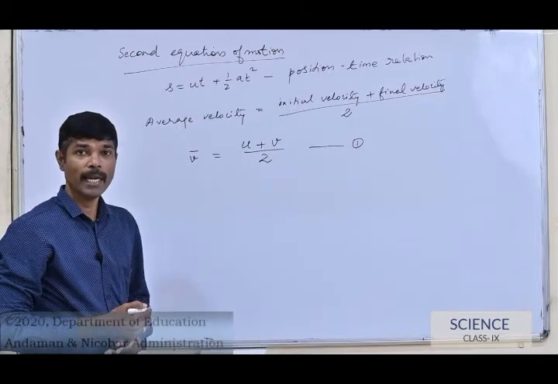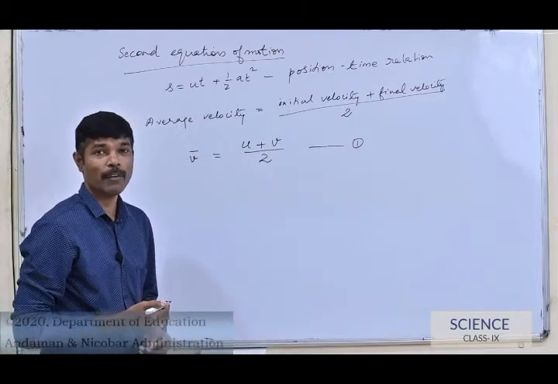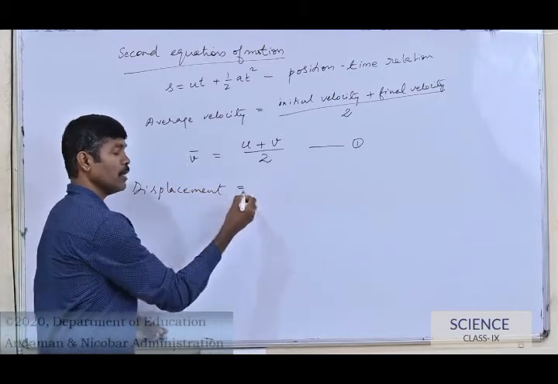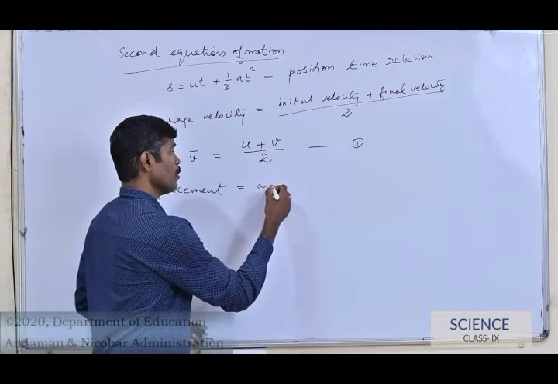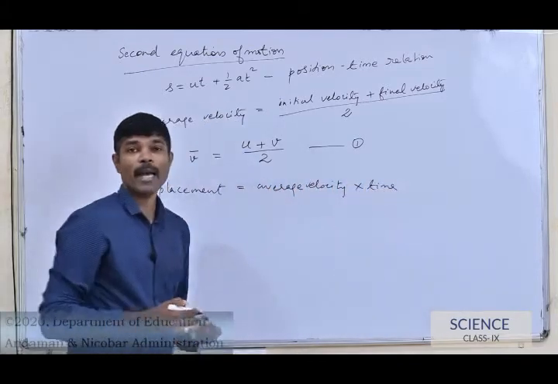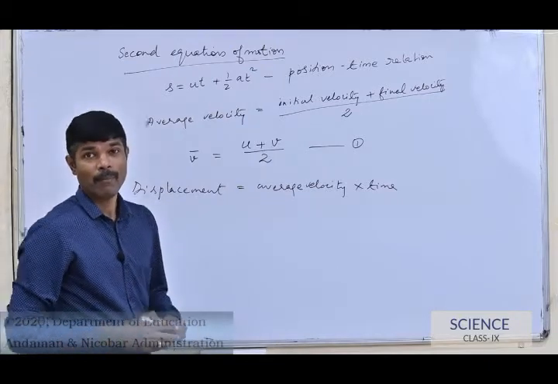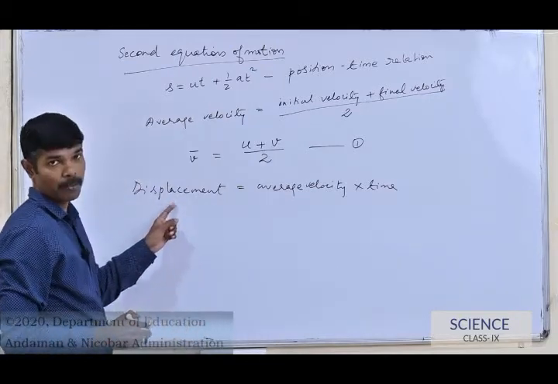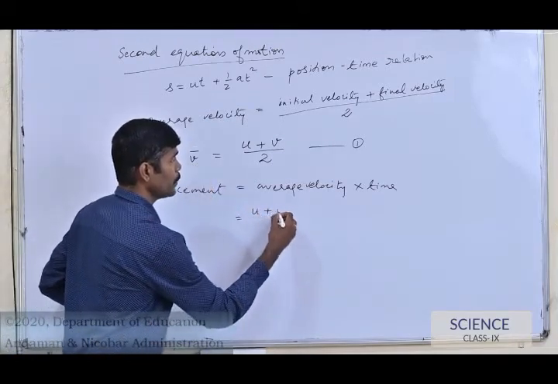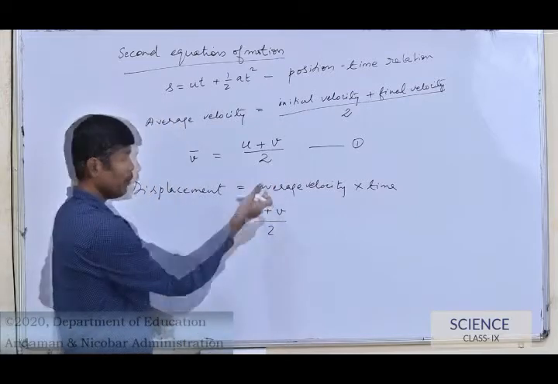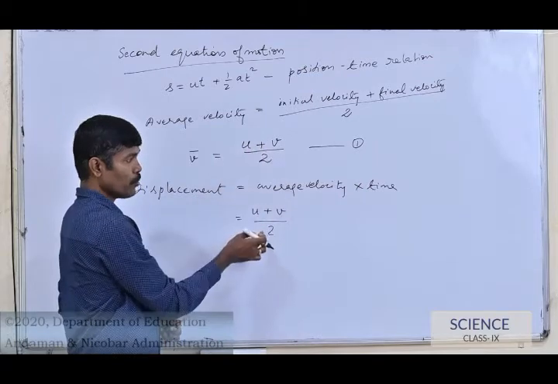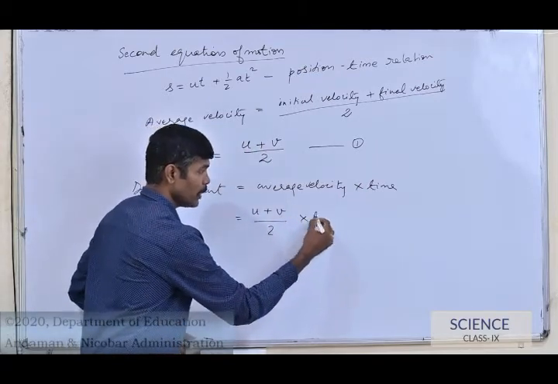Now we know that displacement is equal to average velocity multiplied by time. That means when the average velocity is multiplied by time, then we will get displacement. So here the average velocity we have got is u plus v by 2. From this we can write, instead of average velocity, u plus v by 2 into time.